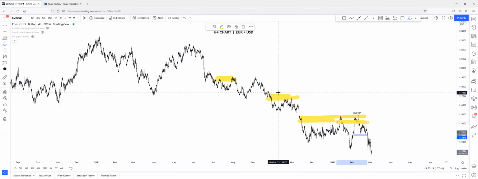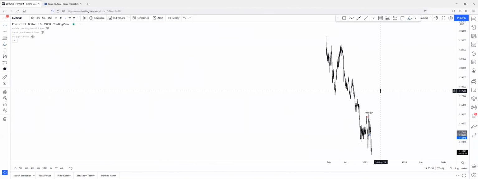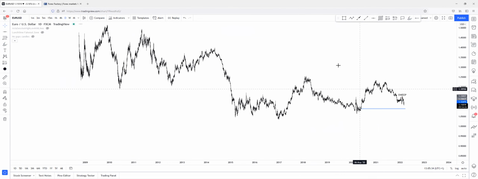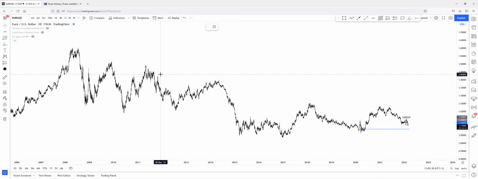But here's a question. When will this pattern be stopped? What could be the possible reversal point in the future? What could be your overall target point, your overall demand target point, the higher time frame demand target point? If I switch to the daily chart and zoom out, you can see that price is actually doing this pattern on the daily chart too.